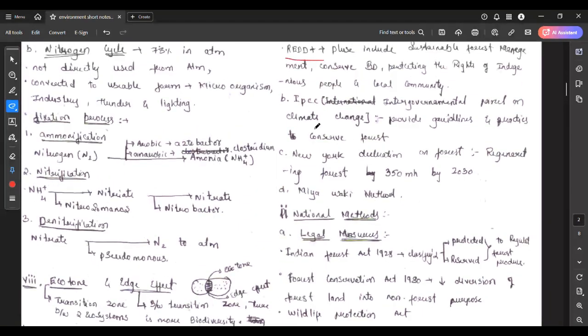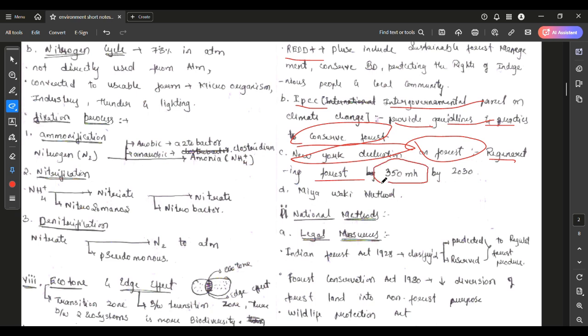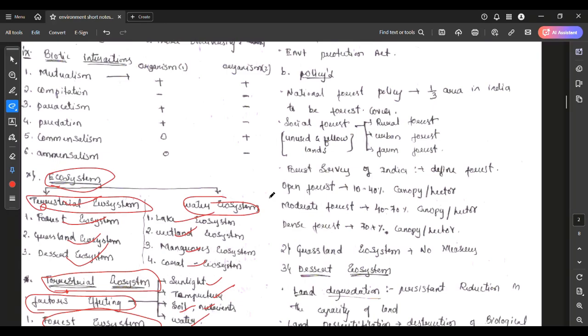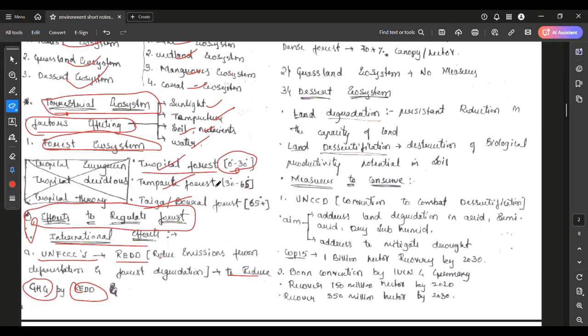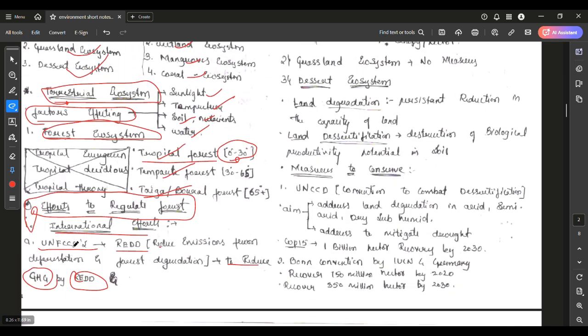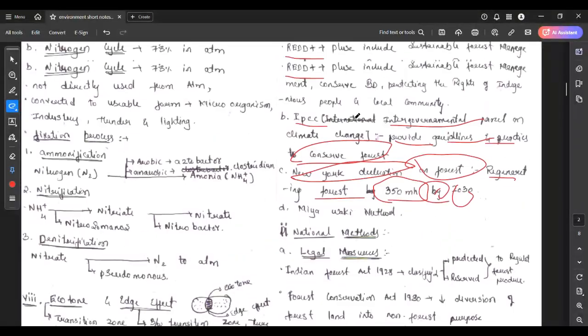Okay, you can also see the IPCC, Intergovernmental Panel on Climate Change. They provide the guidelines and practices to conserve the forest. Okay, the New York Declaration on Forests, which says that we are regenerating the forest by 350 million hectares by 2030. Like that, when they ask about the forest ecosystem or about any environment, you can bring these efforts like UNFCCC, REDD plus.